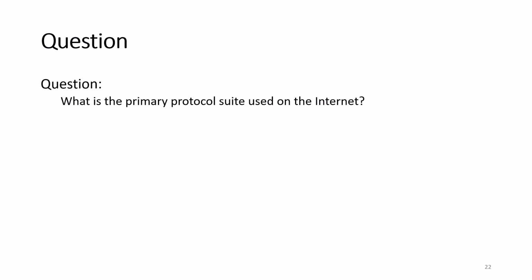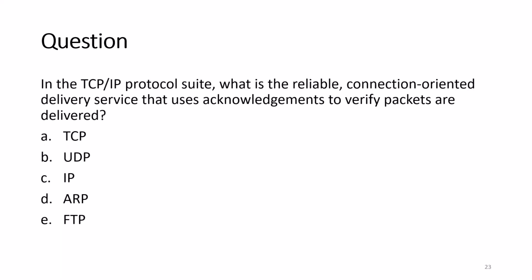Question: what is the primary protocol suite used on the internet? Answer: TCP/IP. Question: in the TCP/IP protocol suite, what is the reliable, connection-oriented delivery service that uses acknowledgments to verify packets are delivered? Answer: TCP.